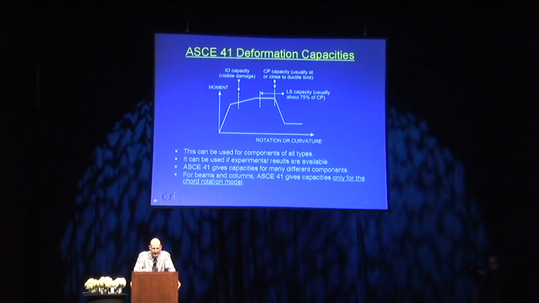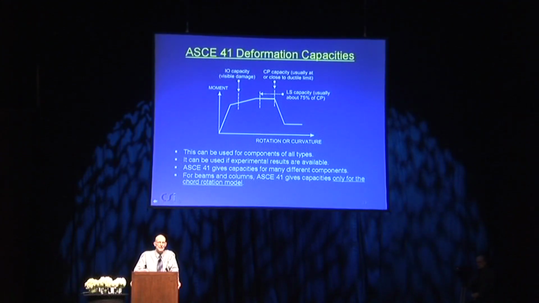For example, if you have some experimental results, you could use this relationship to get appropriate deformation capacities. And ASCE 41 gives capacities for many different components, but for beams and columns, it gives capacities only for the chord rotation model. If you want to use a plastic hinge model or a plastic zone model, or heaven forbid, a finite element model, you have to do a little extra work to determine what the capacities might be.